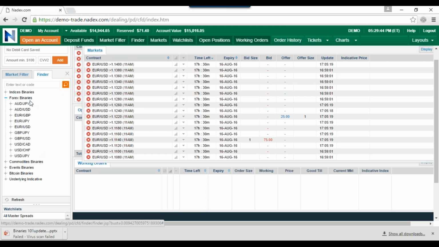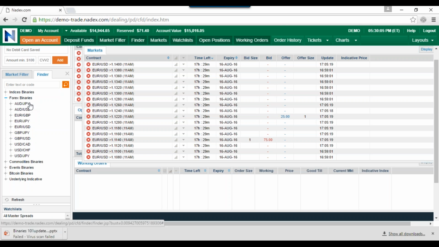You've got 10 different Forex pairs to choose from here. You've got Aussie yen, Aussie dollar, euro pound, euro yen, euro dollar, pound yen, pound dollar, dollar CAD, dollar franc, dollar yen. All right, so you've got 10 different currency pairs that binary options are offered on. As you notice, there's a good mix here.